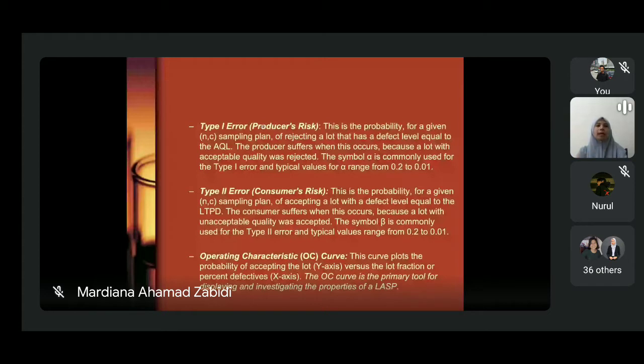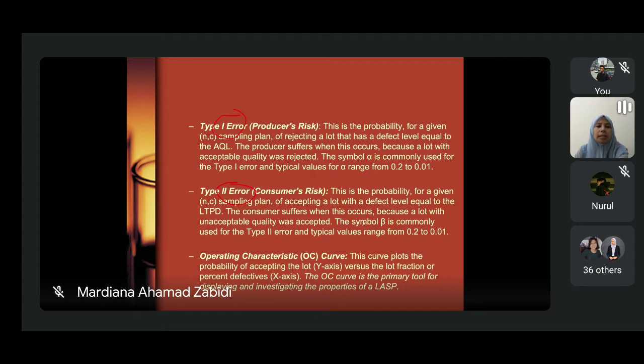Okay, so remember type 1 error is when we reject the product that is acceptable. Type 2 error is whereby we accept the product that's supposed to be rejected. Okay, so for the explanation of type 2 error, consumer's risk, this is the probability, for a given sample size as well as defective sampling plan, whereby we accept the lot that is having a defective level equal to the rejection level. Okay, so the consumer suffers, consumer tu maksudnya the user of that particular material. Because the lot is supposed to be of unacceptable quality but is being accepted.